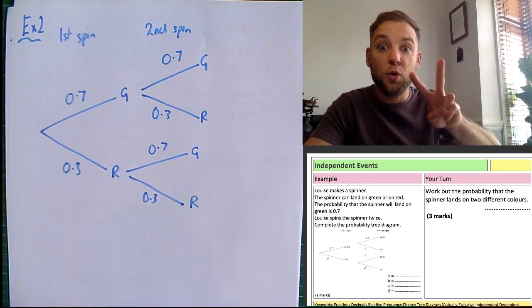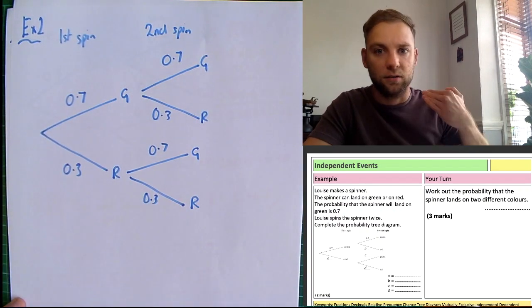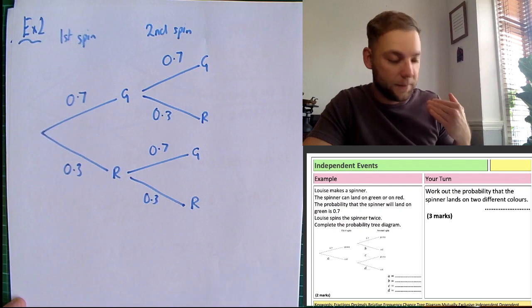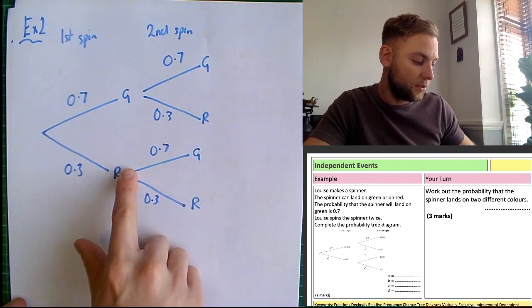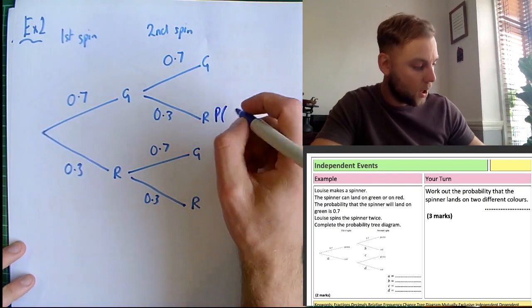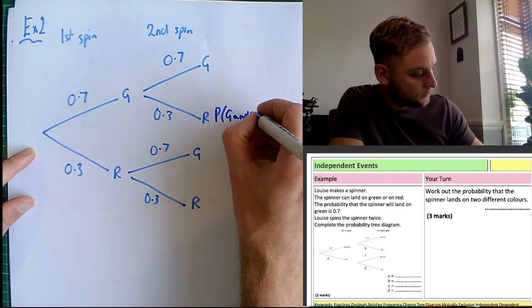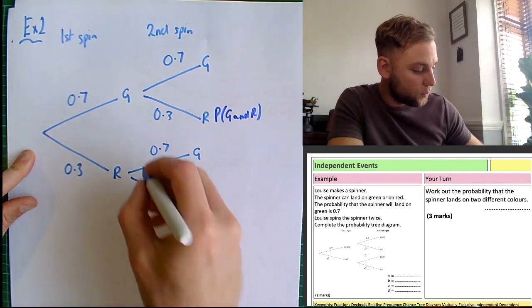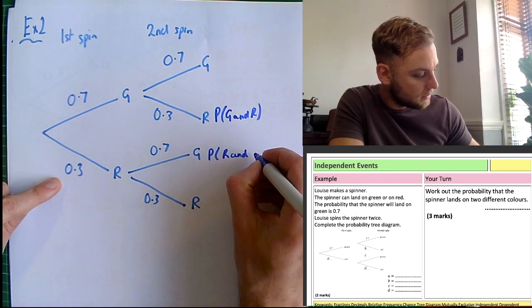Well, there's 2 times that this happens. Green and green is the same colour, so that's not right. Red and red is not right. We're looking at when it's green and red, or when it's red and then green. So we're looking at the probability of it being green and red, or the probability of it being red and green.